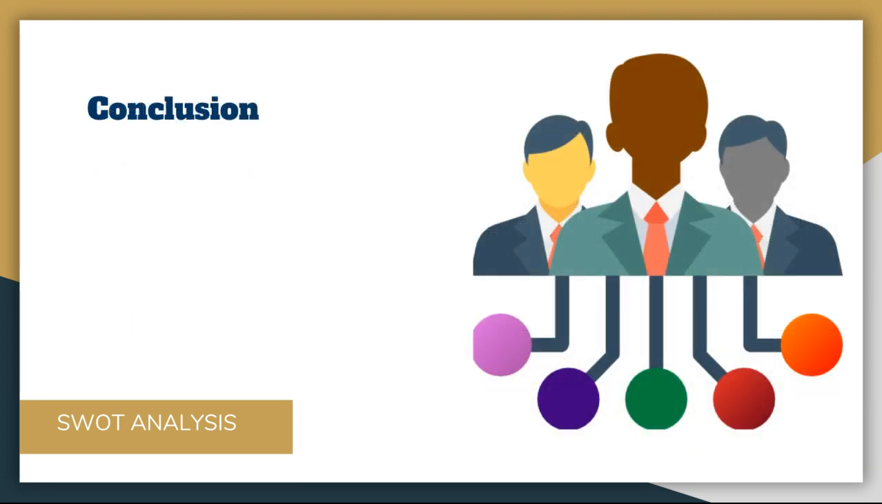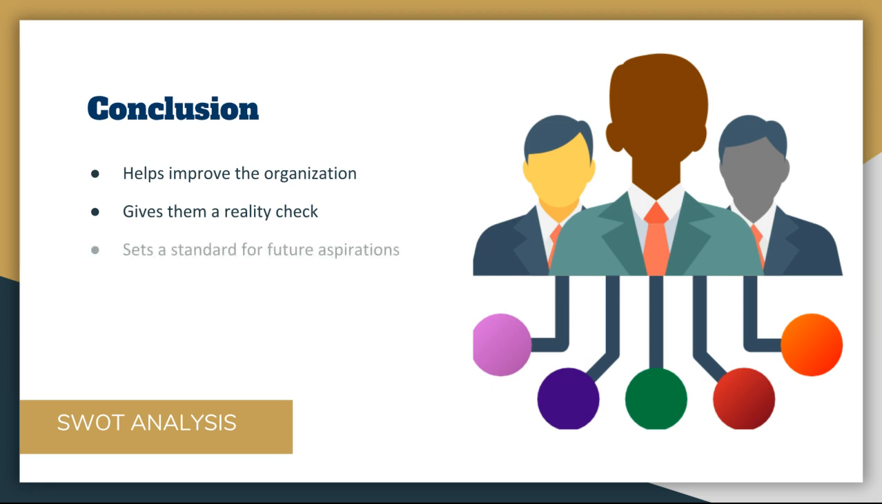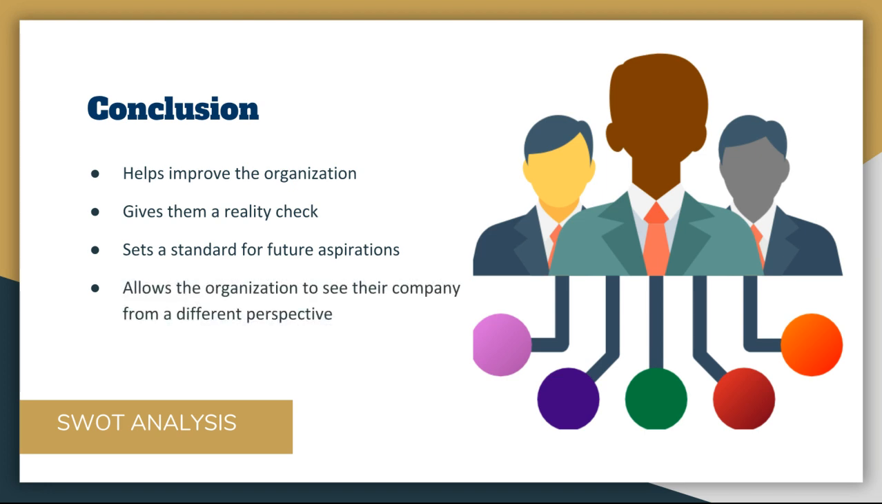So upon finishing a SWOT analysis, what you want to achieve is a general idea of how to improve the organization, provide a reality check, and set a standard for future aspirations as to what to fix, what to change, or different things to do for the future. And it allows the organization to see their company from a different perspective because they might not be looking at some of these minor issues if they didn't conduct a SWOT analysis.